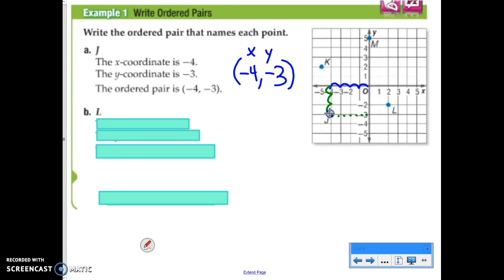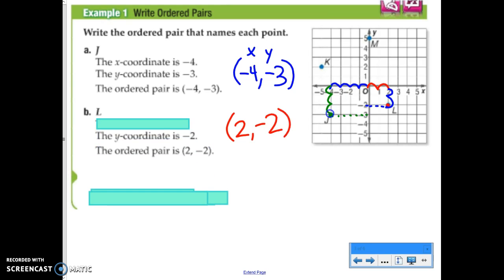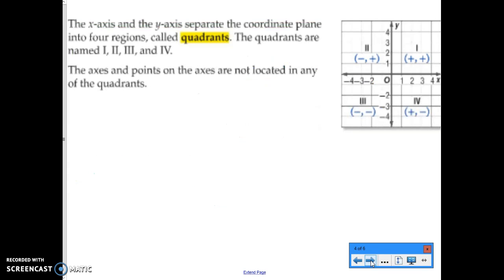Taking a look and finding L right now, L is right here. Let's start at the origin and move over 1, 2 spaces to the right on the x-axis, which gives me a +2. Then I go down 1, 2, and when I carry that over to the y-axis, I can see that I'm at a -2. So my y-coordinate is -2, and that ordered pair gives me 2, -2.